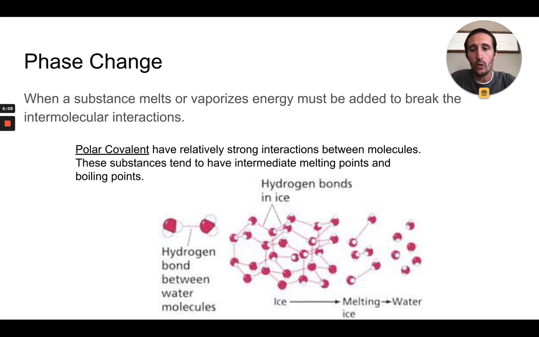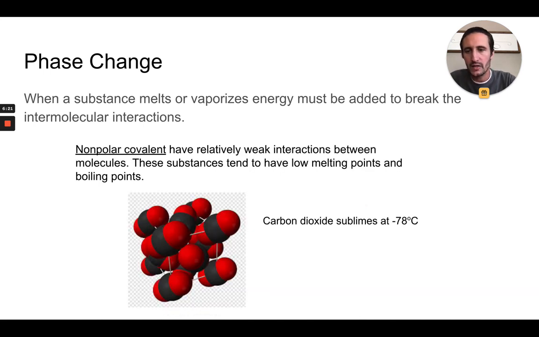If we think about polar covalent compounds, they have a relatively strong interaction between those molecules. So these substances tend to have kind of intermediate melting points. And nonpolar covalent compounds have relatively weak interactions between molecules. So these substances tend to have very low melting points and very low boiling points.